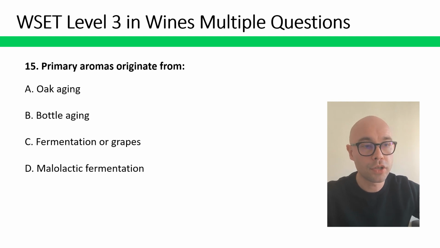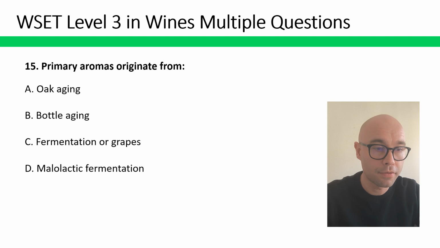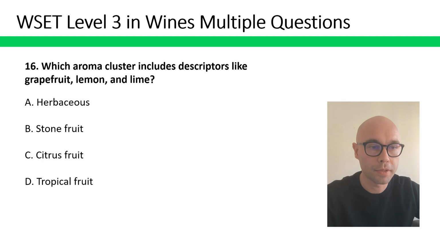Primary aromas originate from oak aging, bottle aging, fermentation or grapes, malolactic fermentation. The correct answer is C, fermentation of grapes. Which aroma cluster includes descriptors like grapefruit, lemon, and lime? Herbaceous, stone fruit, citrus fruit, tropical fruit. The correct answer is C, citrus fruit.